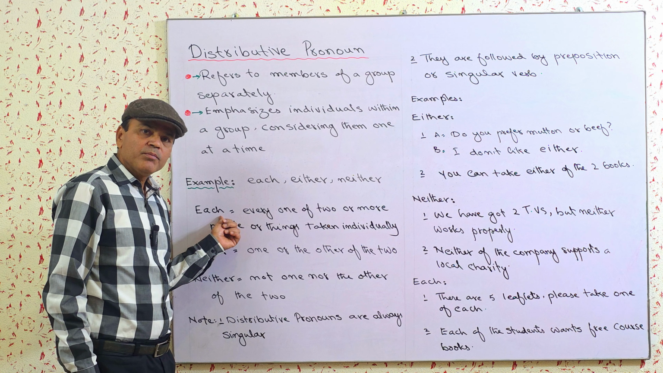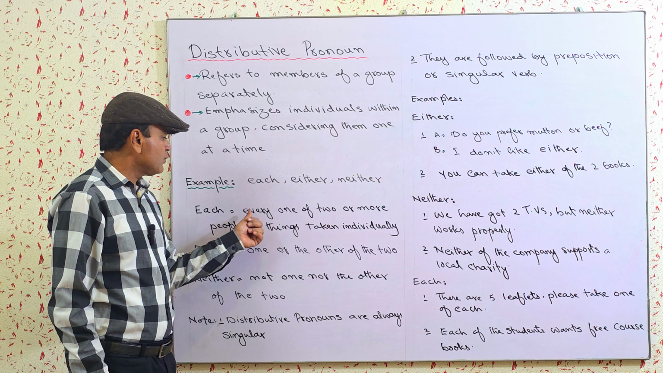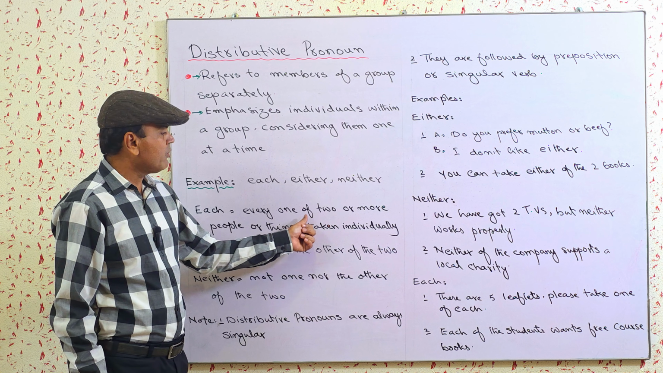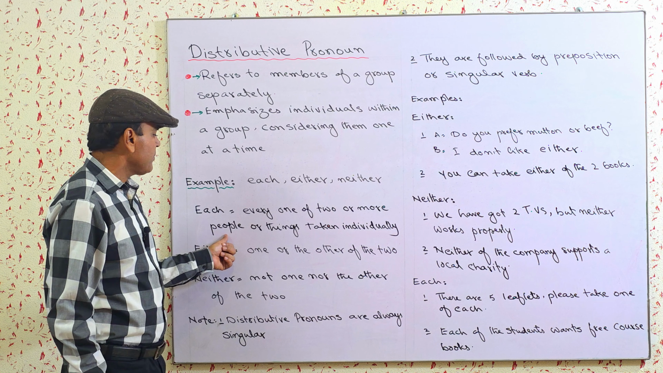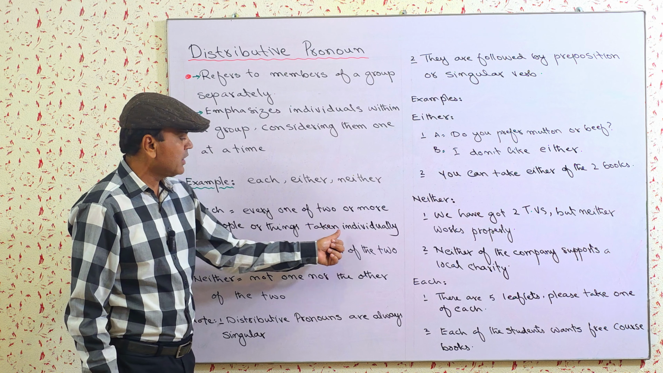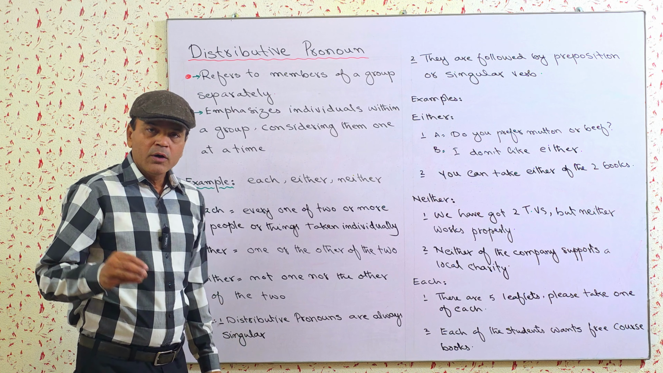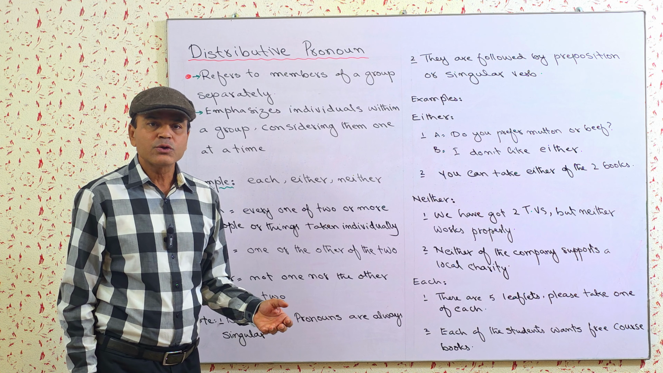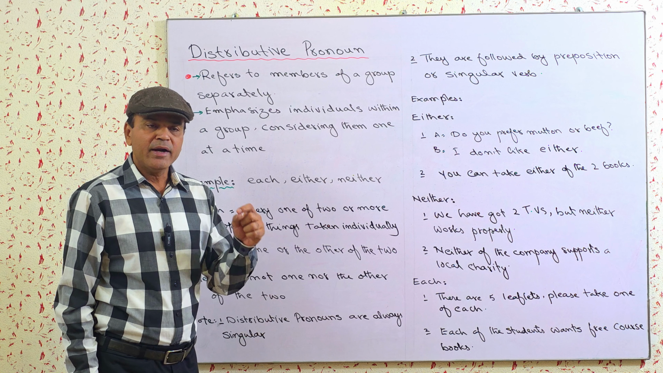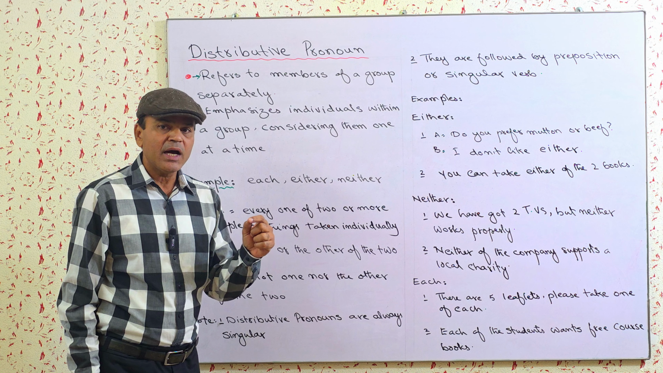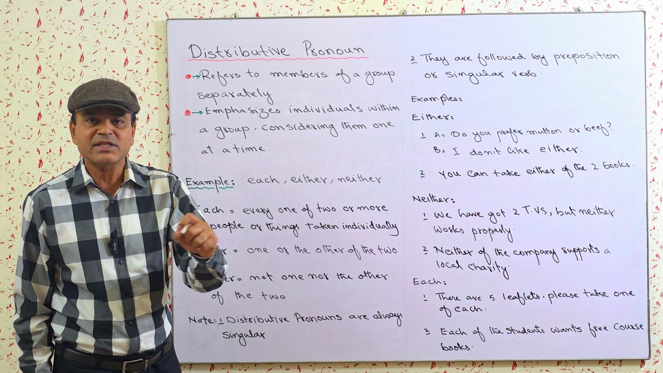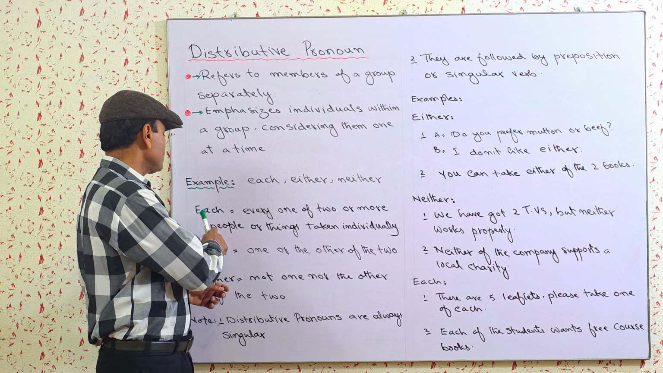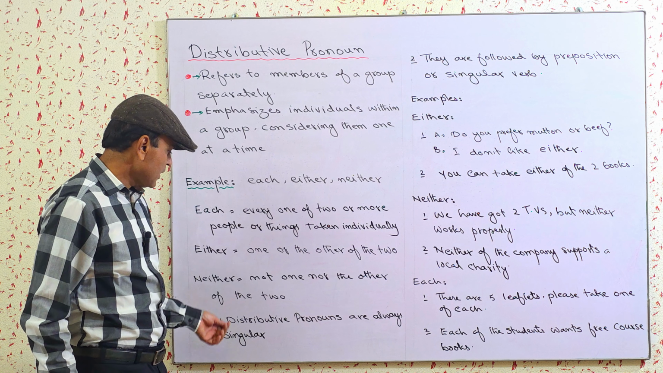The word each is used for every one of two or more people or things taken individually. Mostly when we have more than two persons and we want to emphasize each one of the persons or things, we use this pronoun.